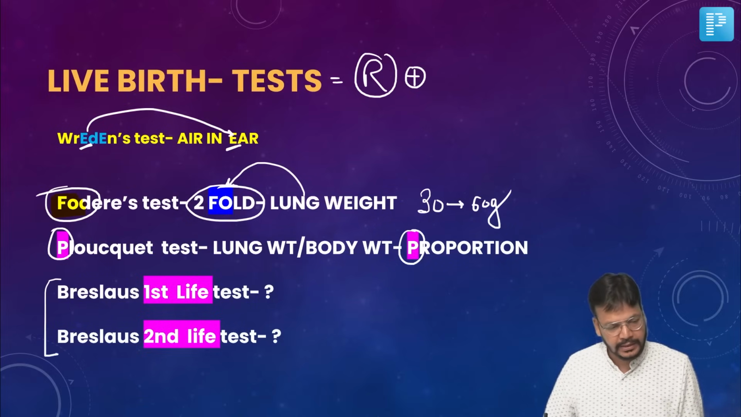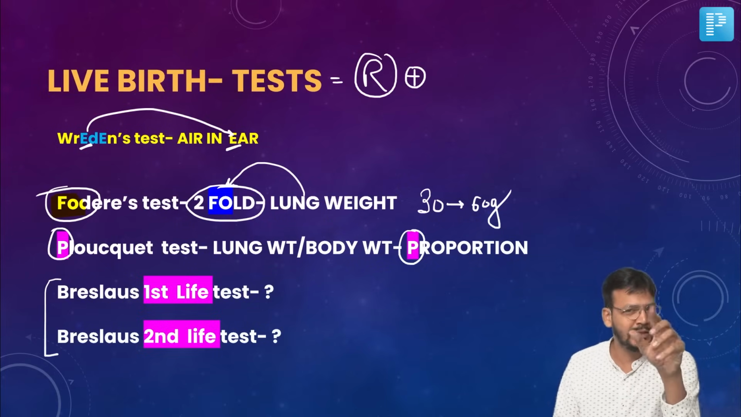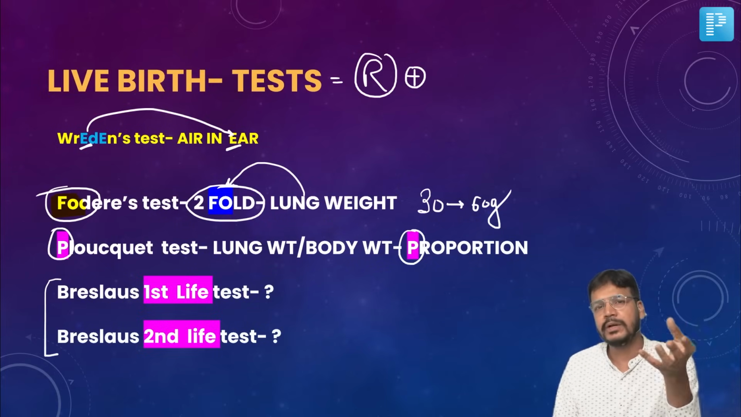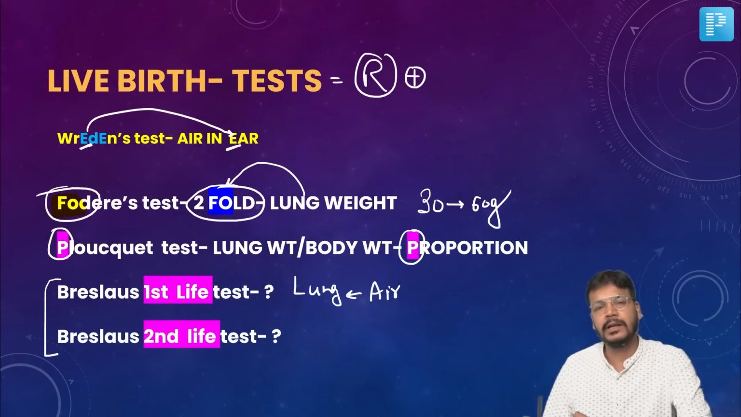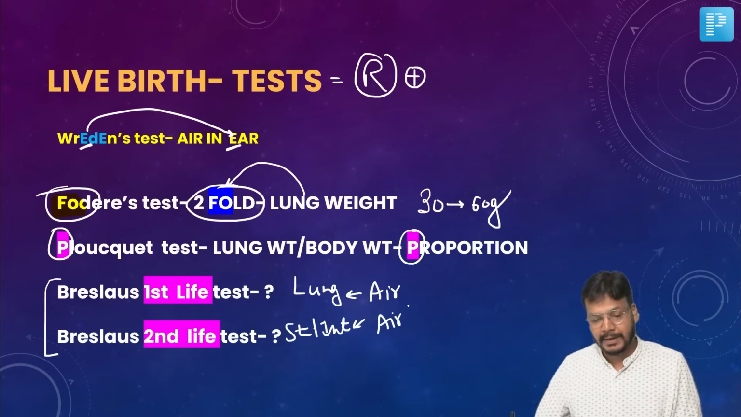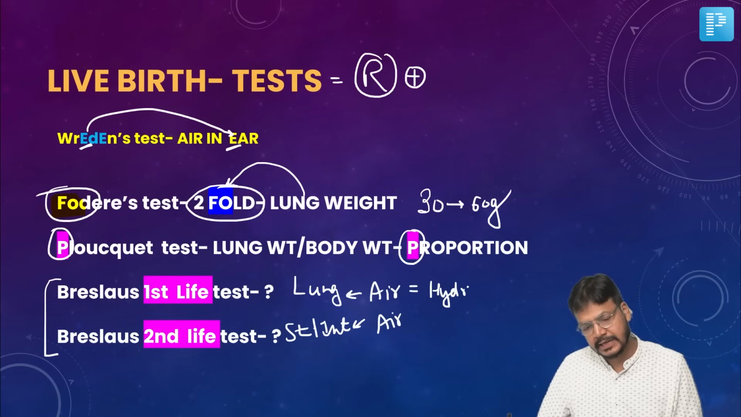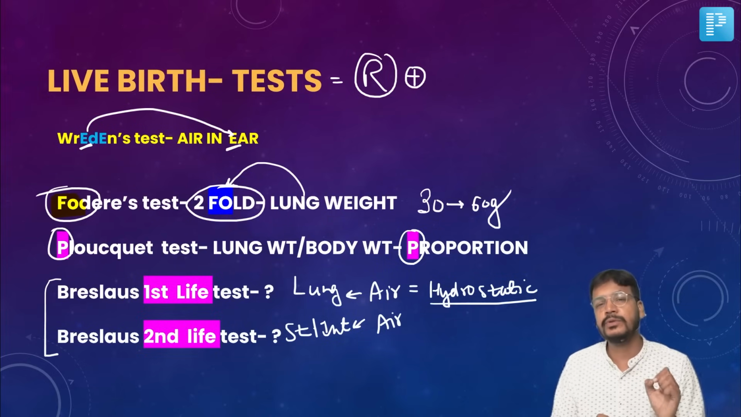Now, sir, 2 questions come. Breslau first live test and Breslau second live test. I am asking one question. थोड़ा ध्यान से सुनना. Lung or stomach, what is your first life? Sir, lung is your first life. So, air entry in lung is the Breslau first life test, and air entry in stomach or intestine is Breslau's second life test. And my dear friend, Breslau first life test is also known as hydrostatic test.